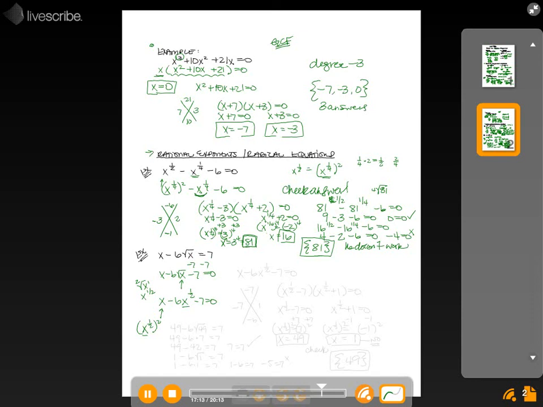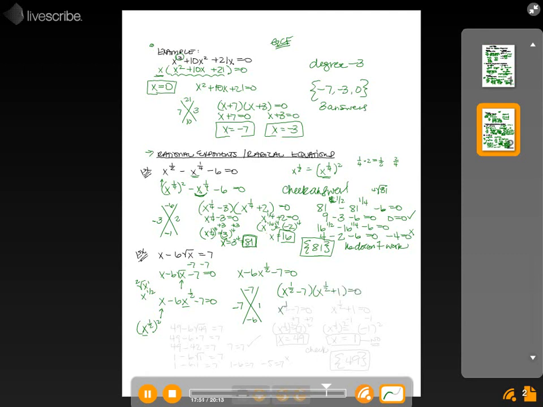So we can factor this. X to the 1/2 squared minus 6x to the 1/2 minus 7 equals 0. Minus 7 on top, minus 6 on the bottom. Two numbers that multiply to negative 7 but add to negative 6: negative 7 and positive 1. Now remember, when you use your shortcut, because a is 1, we make it x to the 1/2 minus 7, x to the 1/2 plus 1 equals 0.